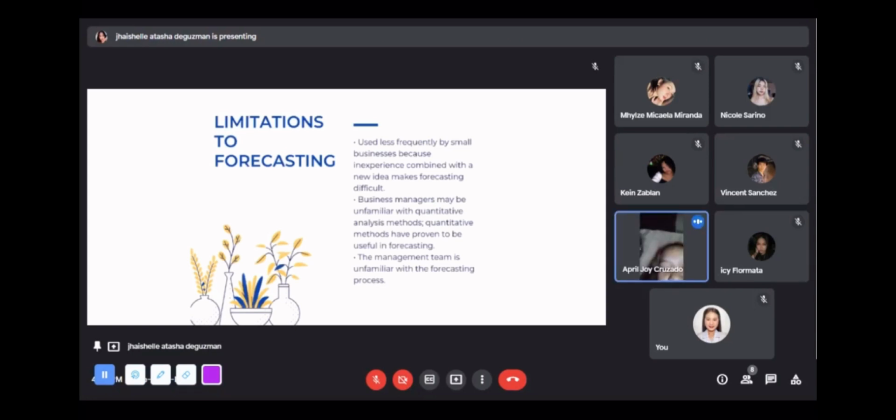Limitations to forecasting. It is used less frequently by small businesses because inexperience combined with a new idea makes forecasting difficult. Business managers may be unfamiliar with quantitative analysis methods. Quantitative methods have proven to be useful in forecasting. The management team is unfamiliar with the forecasting process.